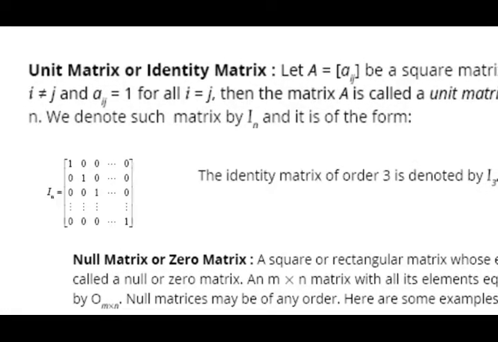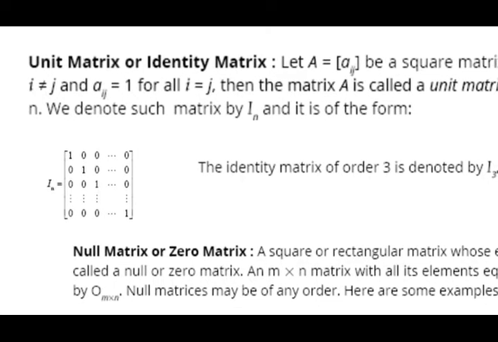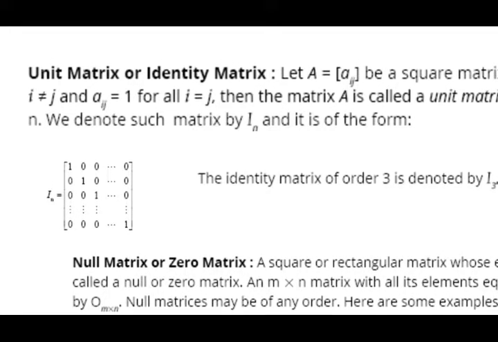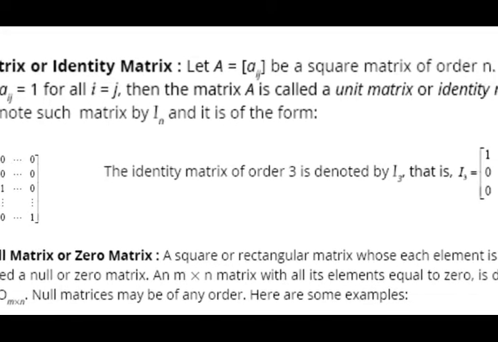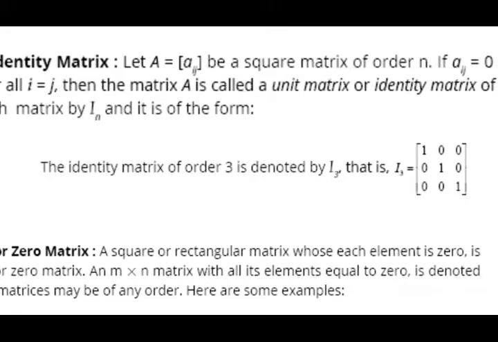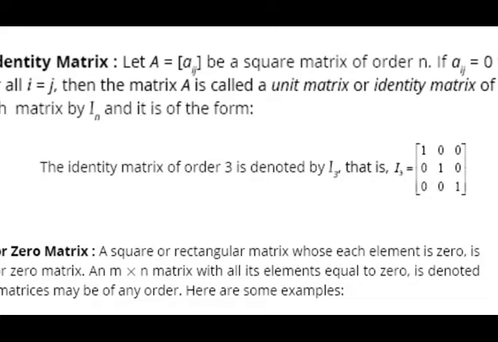If it contains 2 rows and 2 columns, then we write I2. If all the diagonal elements are 1, then it is called a unit matrix or identity matrix. The identity matrix of order 3 is denoted by I3, and all diagonal elements are 1.